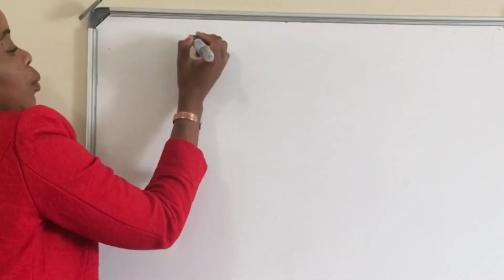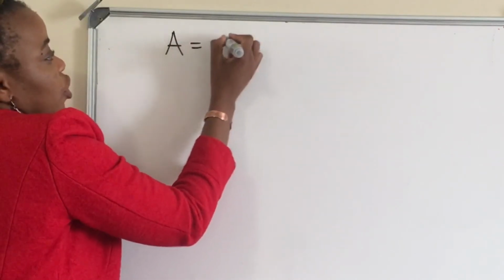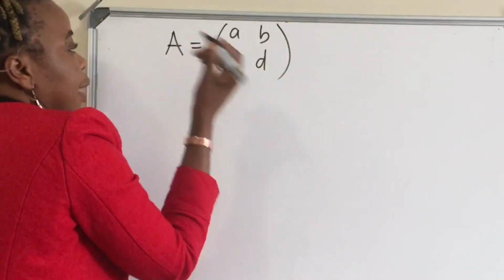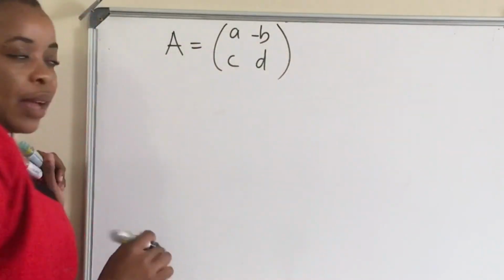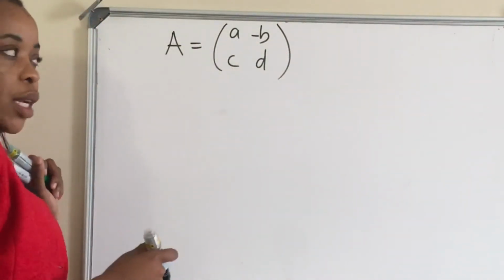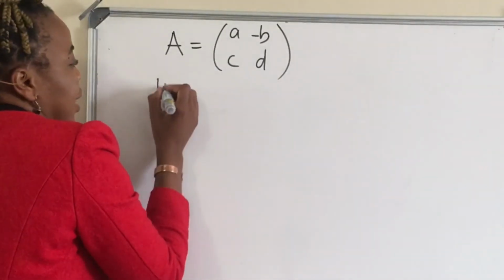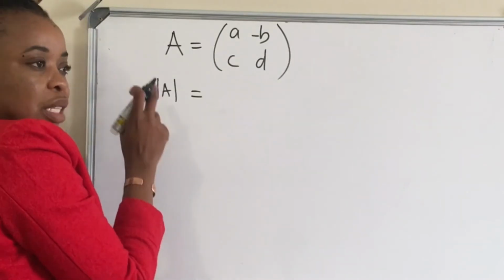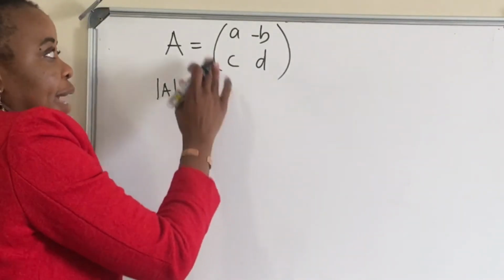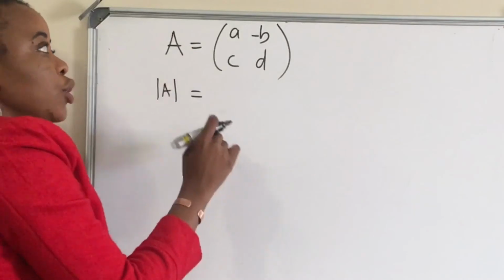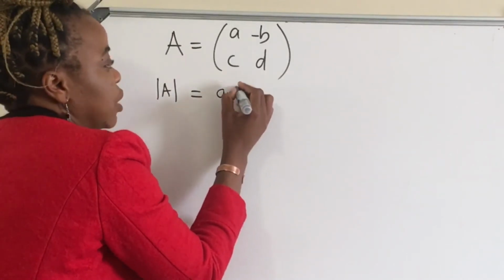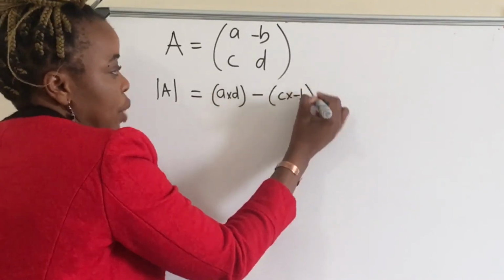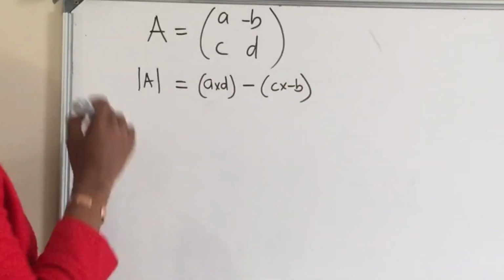Remember that if we have a matrix with A, B, C, and D, let me say this perhaps is negative. I can work with whatever I want. If I want to get the determinant of A, which is denoted by this in matrix, or they could say find the determinant of A, I'm going to say A times D minus C times negative B to get the determinant.